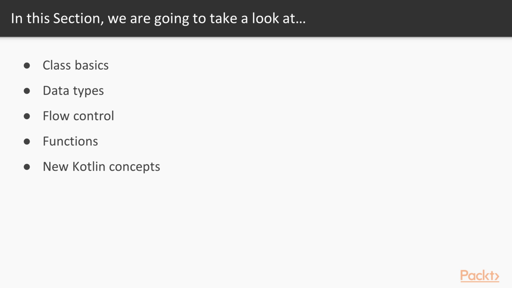We'll look at flow control statements like if, when, try, catch, as well as functions and how to define parameters with default values and how to define return types. We'll also look at some new Kotlin concepts like string templates, smart casts, and expression body syntax, which all help to reduce boilerplate in your code.